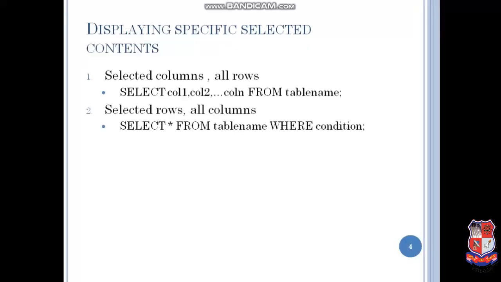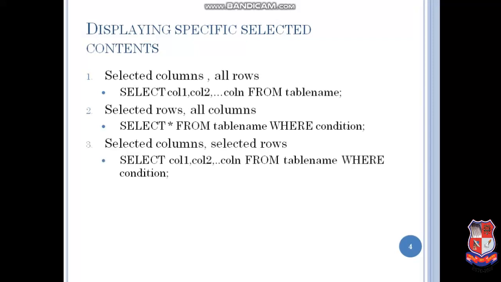If I want to see some selected rows and all columns, I can type select star from table name where condition. This particular condition will be checked in the table and only those rows satisfying the condition would be returned. And the third option is selected columns, selected rows. In that case, you specify the list of columns along with the condition. Now let us check both options through query.